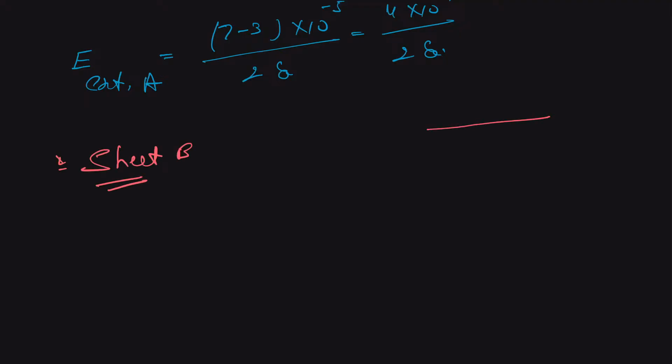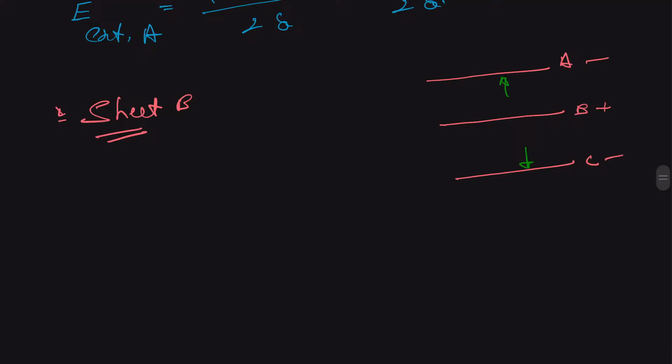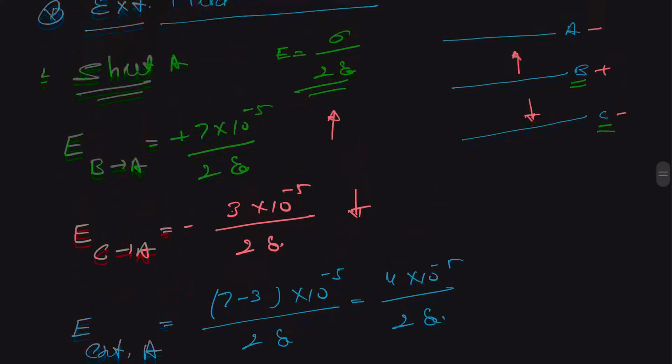Once again, this is sheet A, this is sheet B, and this is sheet C. A is negative, B is positive, and C is negative, and we know the negative electric field is toward the sheet. Therefore, we can write that our electric field because of A on B. So this comes as a plus. A is negative.